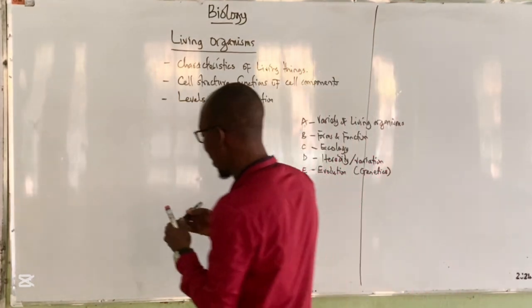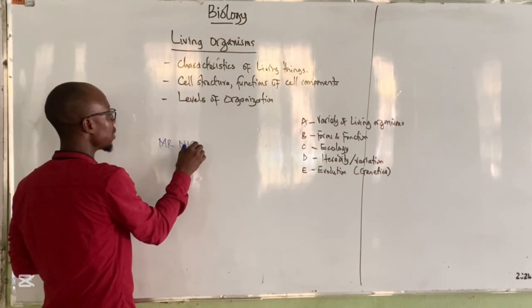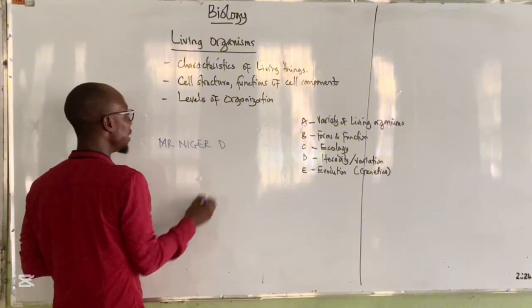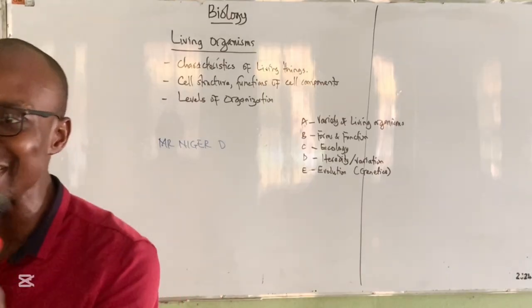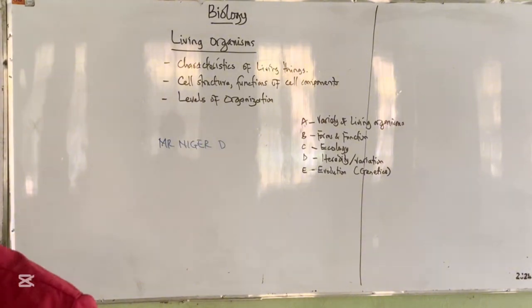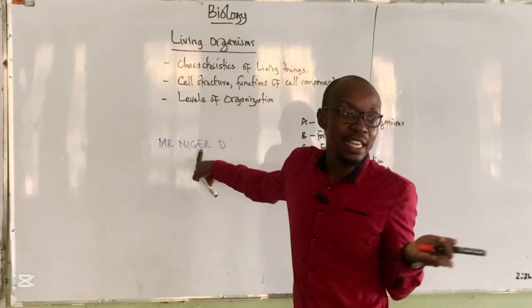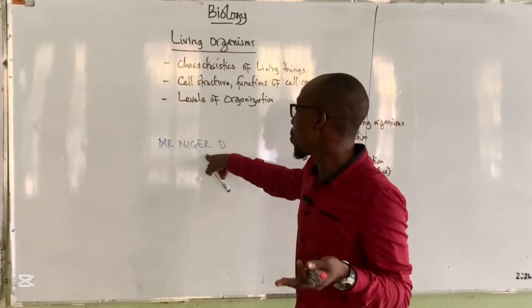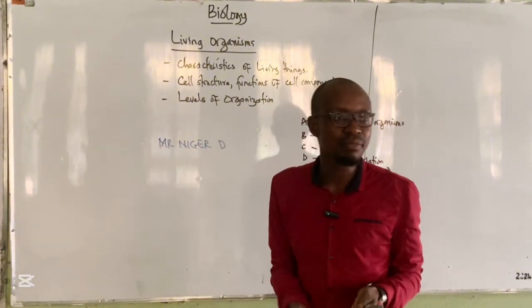You guys will agree with me that we have one mnemonic called Mr. Niger D. Yes, Mr. Niger D. And from the Mr. Niger D, the M means what, class? Movement. The R means what? Respiration. The N means what? Nutrition. The I, irritability. The G, growth. The E, excretion. The R, reproduction. And the D, death.